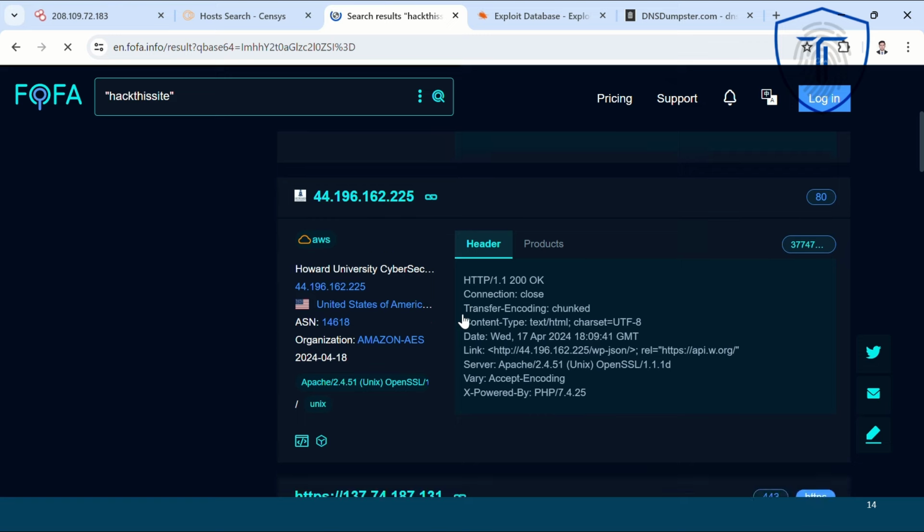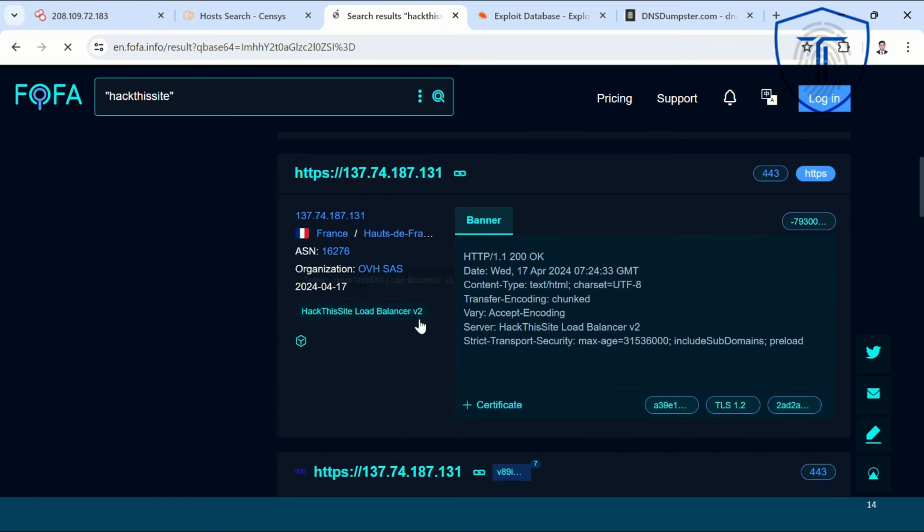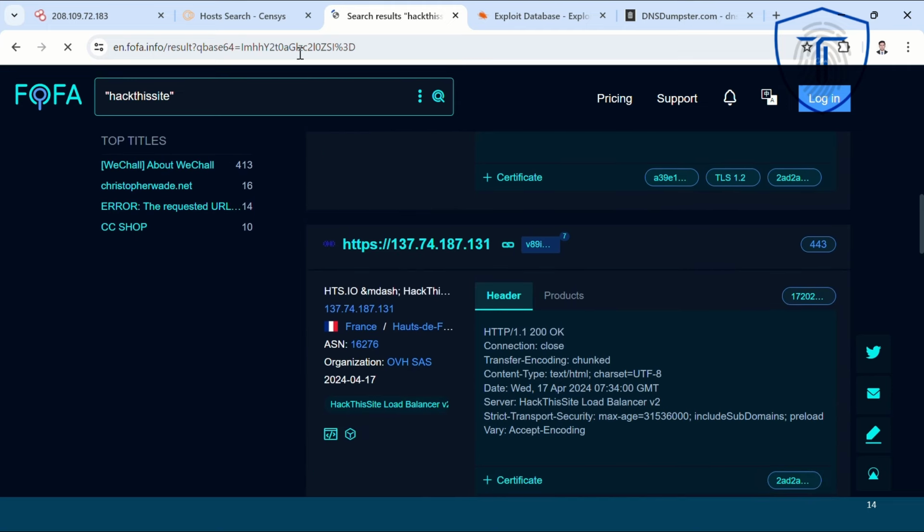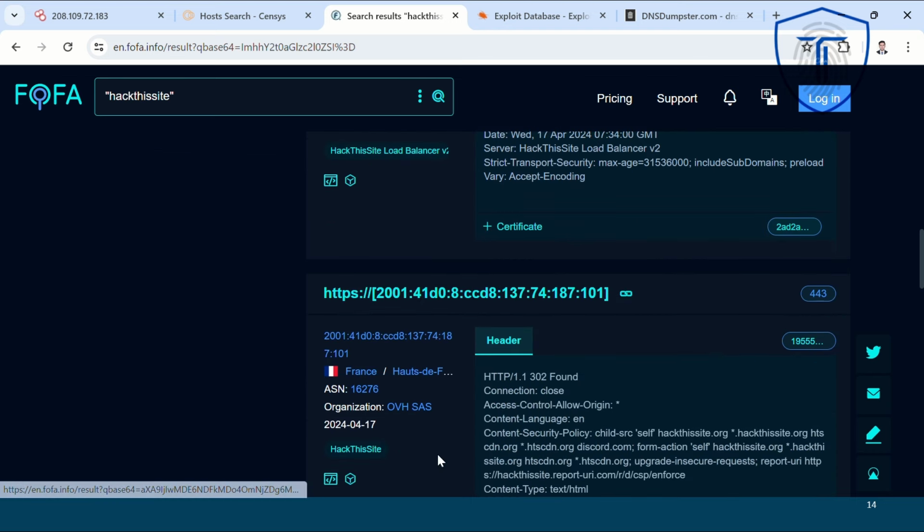Moreover, these engines provide similar information regarding a target, but there might be a possibility that any of these tools provides different information which could be helpful for us.